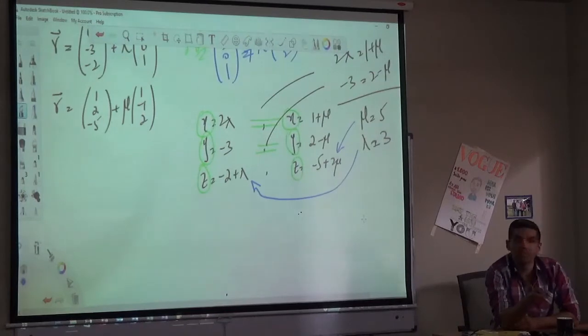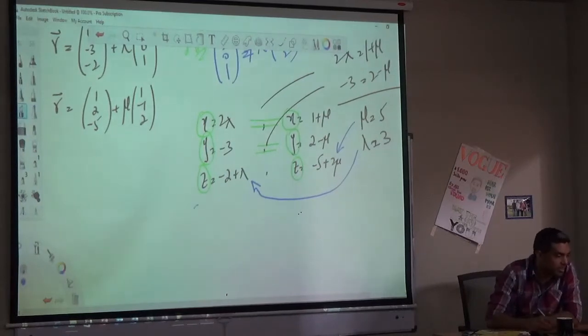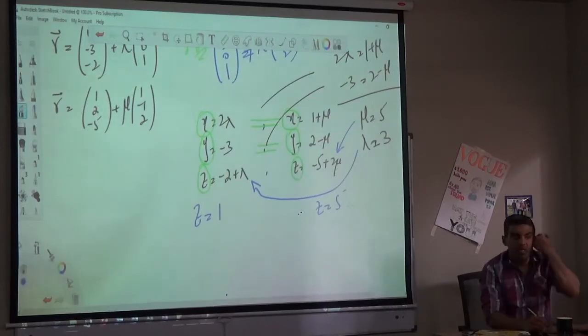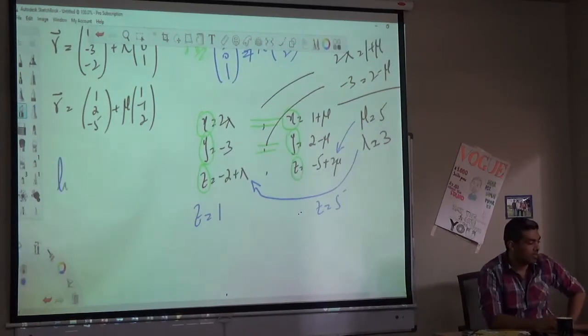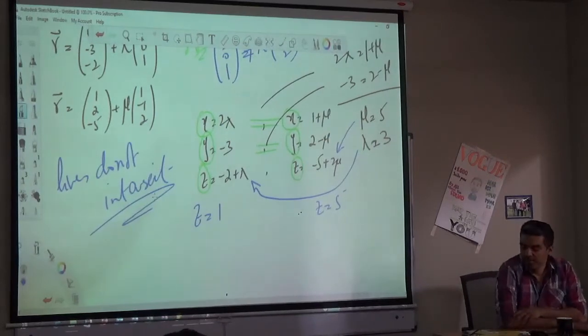If it does not give you the same value of z, both the lines are not intersecting at a common point. Yeah, and that's what we have to show. So the z that you're getting from here is 1, and the z that you're getting from here is 5. The z's are not equal, therefore the lines do not intersect. Clear? That's the procedure.